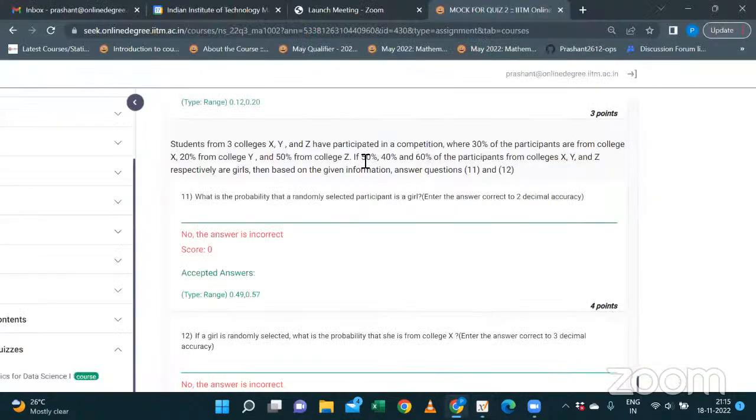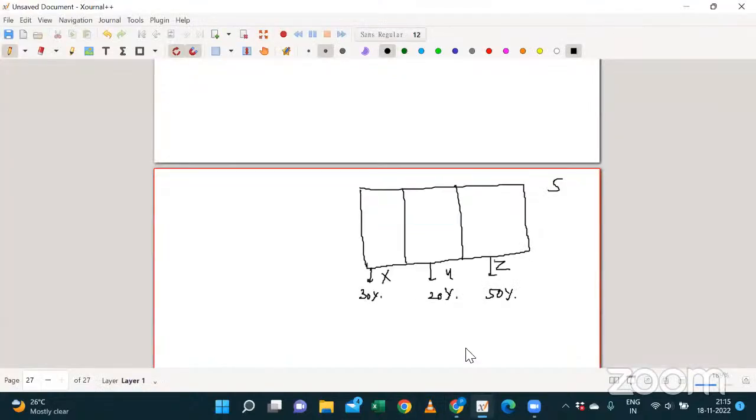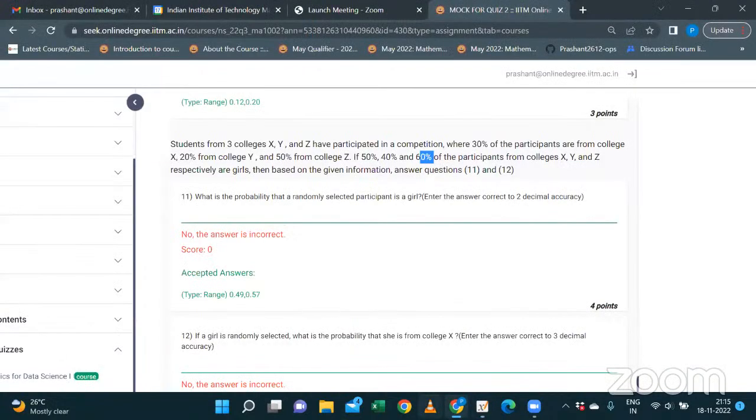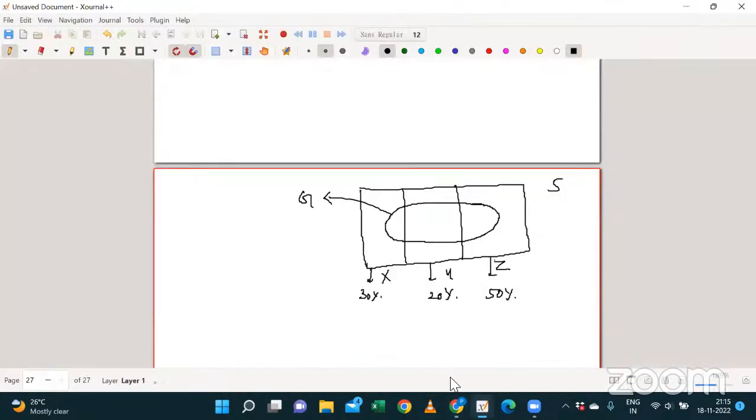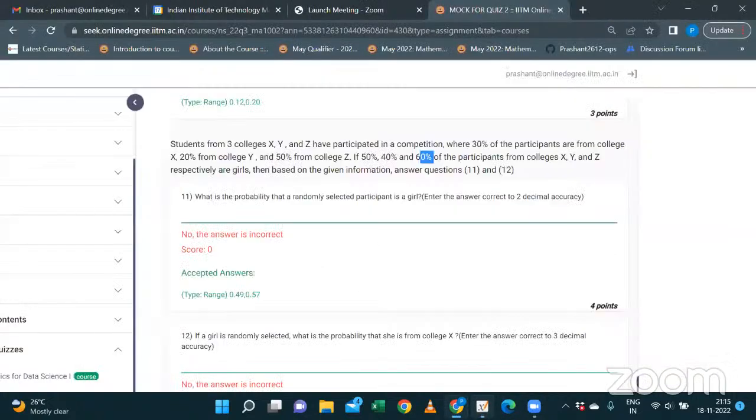If 50, 40, and 60 percent of the participants from college X, Y, and Z respectively are girls, suppose there is an event of being girls, correct? This is for girls. It is saying 50, 40, and 60, so 50% from X, 40% from Y, and 60% from Z. Is it clear for everyone?